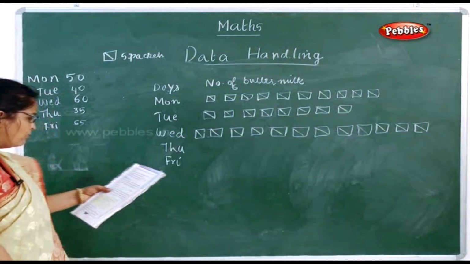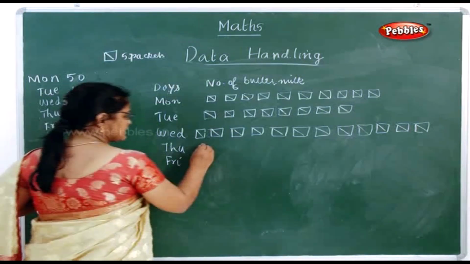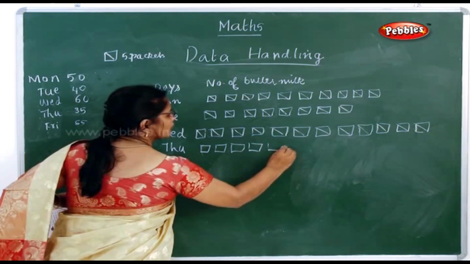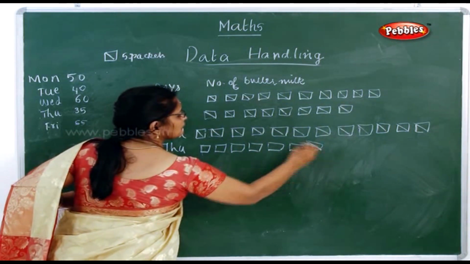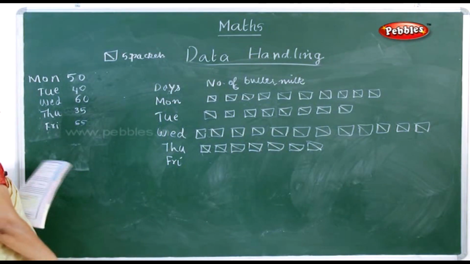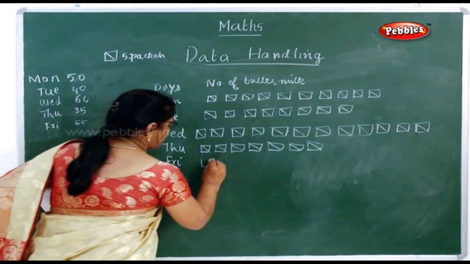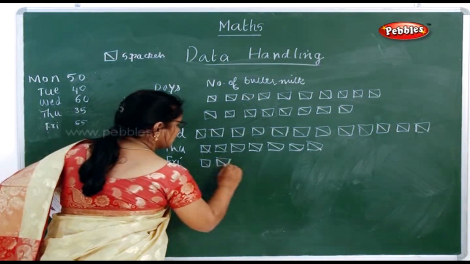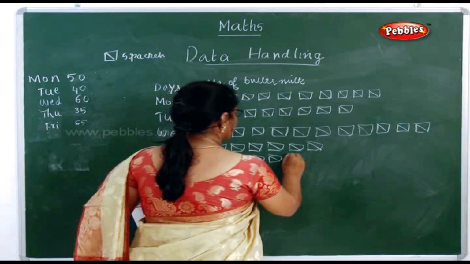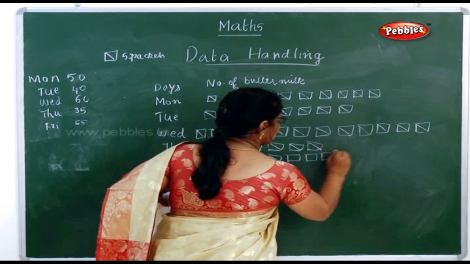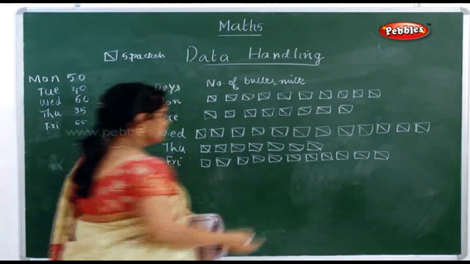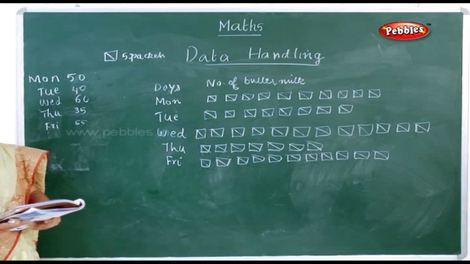Okay, now Thursday. Thursday how many were there? 35. So it means 7. 7 5s are 35. Now Friday how many were there? 55. That means 11 packets you have to draw. 11 because 11 5s are 55. Is it clear now? This is how you have to draw the pictograph.